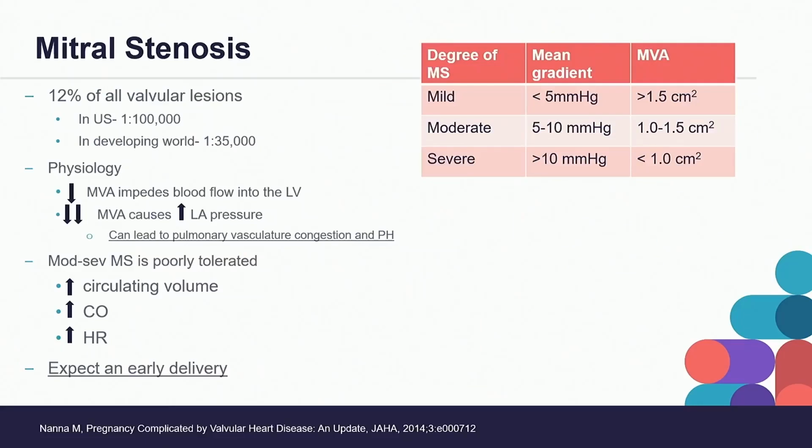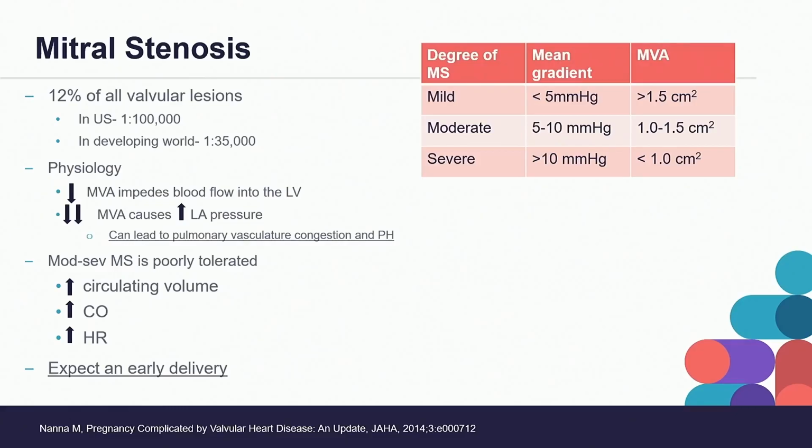So mitral stenosis, just like in the rest of anesthesia, is terrifying in obstetrics. Fortunately, it's a relatively low proportion of valvular lesions, but we know that it impedes blood flow into the LV, and if you really have bad mitral stenosis, you can increase your left atrial pressure and cause pulmonary vascular congestion and pulmonary hypertension, which is a pretty inconvenient thing to have in a pregnant patient.